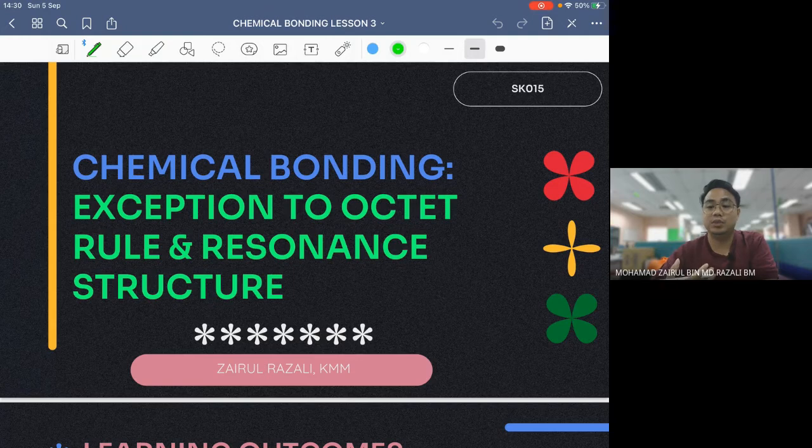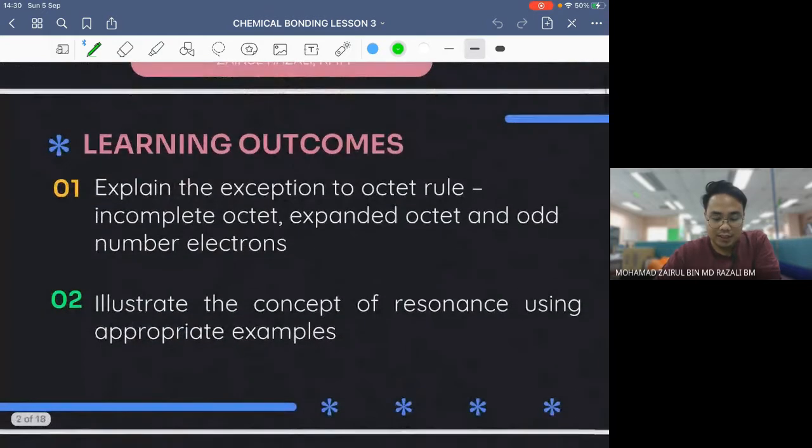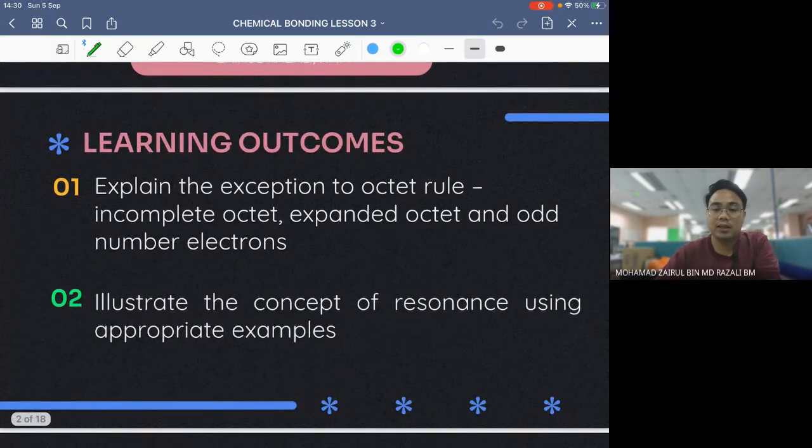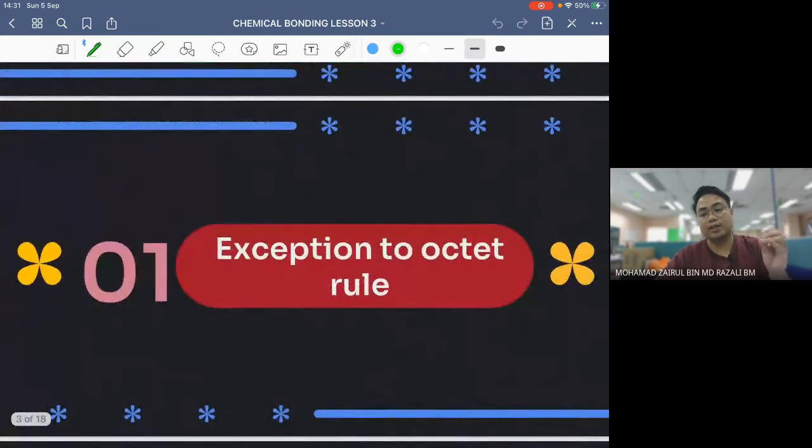In this lesson, which is lesson 3, we're going to cover two subtopics: exception to octet rule and the resonance structure. By the end of this lesson, you should be able to explain the exception to octet rule. We have three different exceptions. The first one is incomplete octet, the second one is expanded octet, and the last one is the odd number electron. The second learning outcome is that you should be able to illustrate the concept of resonance by using an appropriate example. So we're going to start with the exception to octet rule.